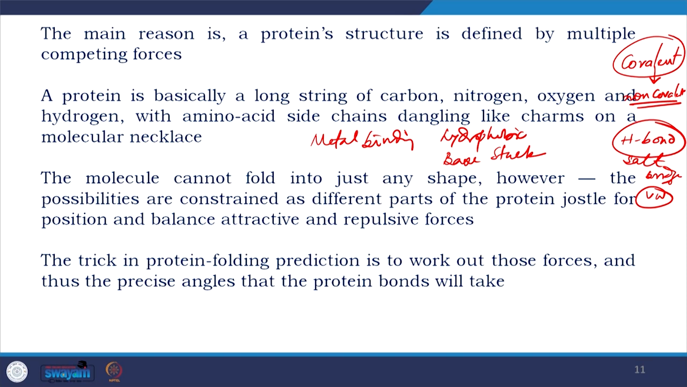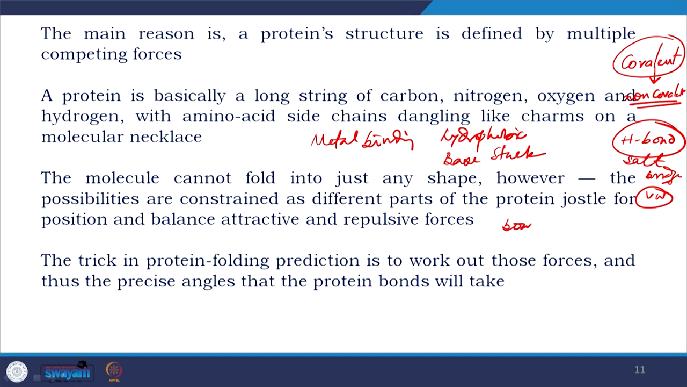So, the trick in protein folding prediction is to work out those forces, and thus the precise angles and the bonds the protein will take, how the amino acids will form, how the angles would be, and more importantly, how the dihedrals would be. So, we need bond stretching, bending, dihedral. We need non-bonded, which I have already talked about. All of them are non-bonded.